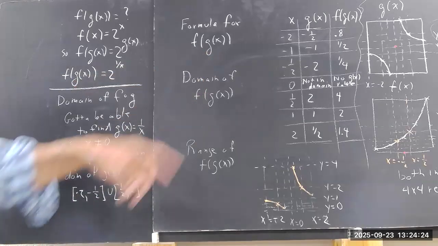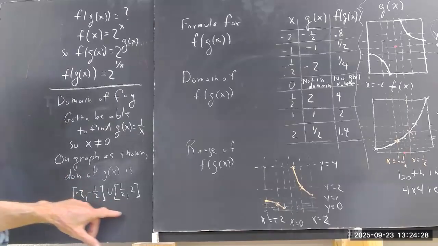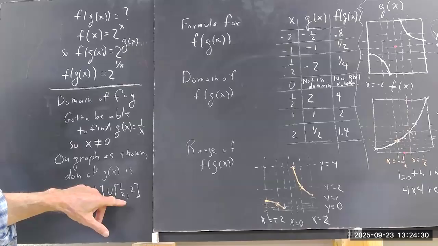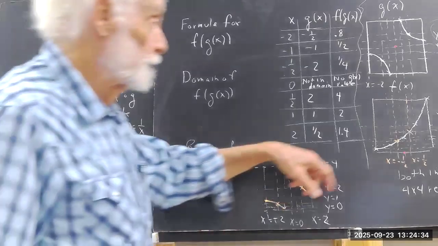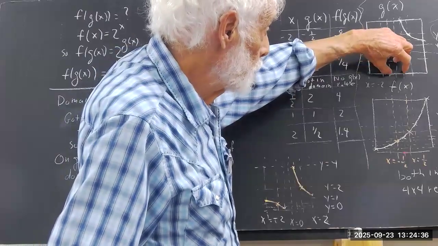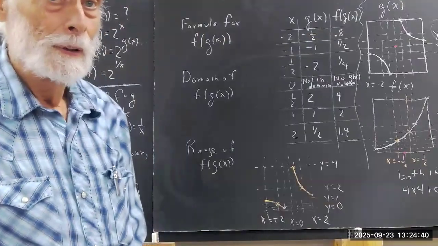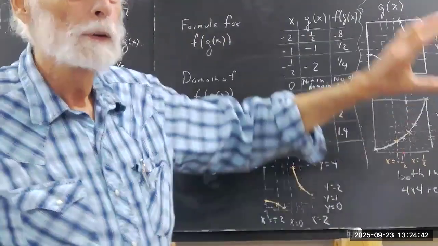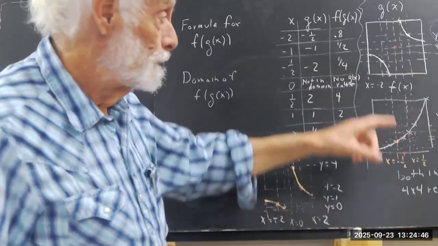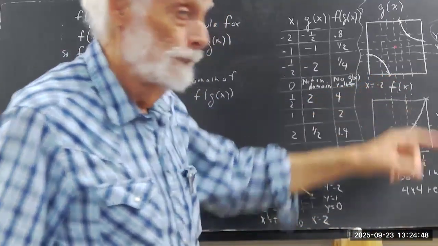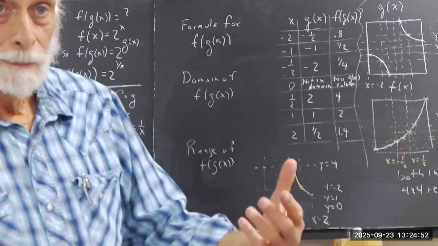If we go back to the graph as it's shown, the domain of g of x is the interval from -2 to -1/2, union the interval from 1/2 to 2, because between -1/2 and 1/2, there are no graph points. So if we're defining this just by the graph that I drew, you can't have x values between -1/2 and +1/2.